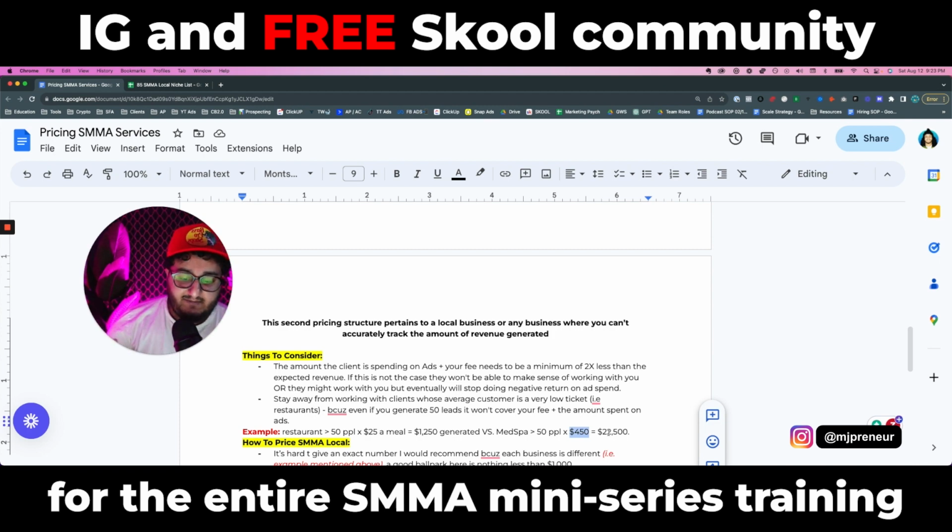So let's use the same example. They pay you $1,000 a month plus $2,000 in ad spend. That's $3,000. Well, you generated them $22,500. They're going to be a happy client because that's more than a 5x return on ad spend. Maybe 7. I'm not sure exactly what the math is on that, but nonetheless, they can make sense of that. And now you can actually charge more because you generate them way more than what they're paying you plus their ad spend.